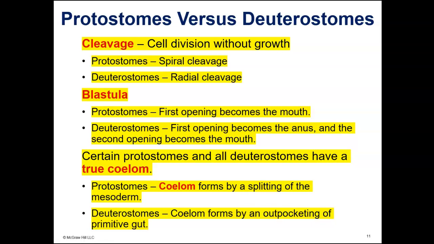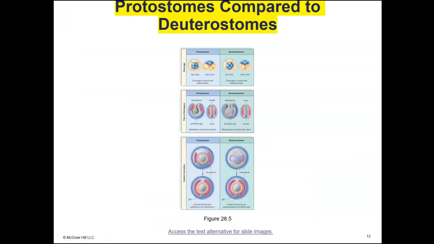And the coelom forms in two different ways. If protostomes have a coelom, it forms by a splitting of the mesoderm tissue, that tissue that forms kind of in the middle between the endoderm and the ectoderm. And in deuterostomes, the coelom forms by an outpocketing of the primitive gut or digestive tract.